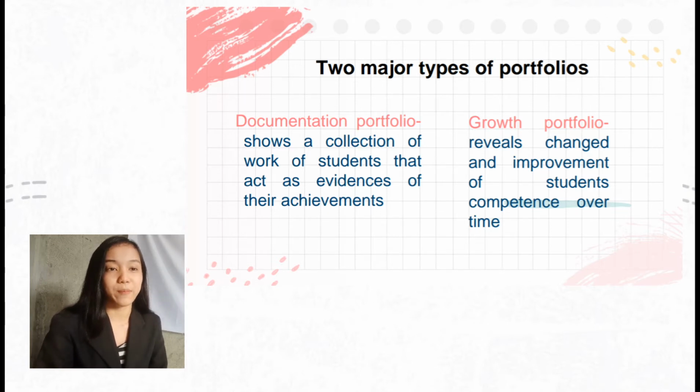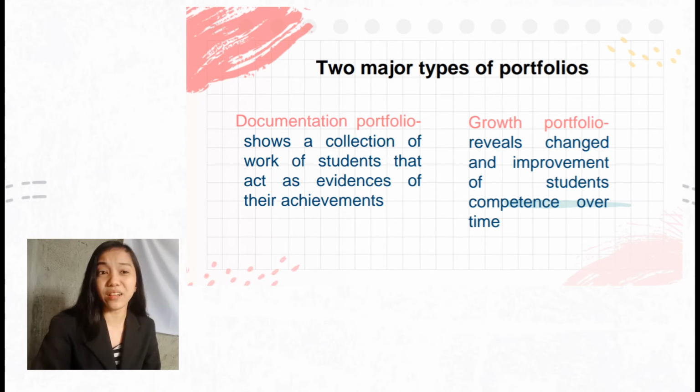The second type is the growth portfolio. Growth portfolio is a little different from the documentation portfolio. Why? The growth portfolio provides an ongoing record of student proficiency or growth, as well as reveals the change throughout the student's class time with the teacher.